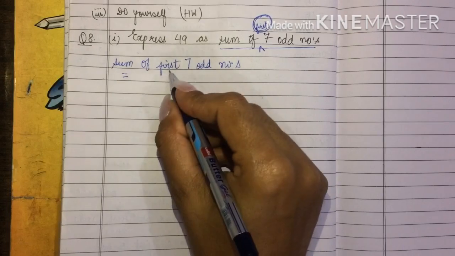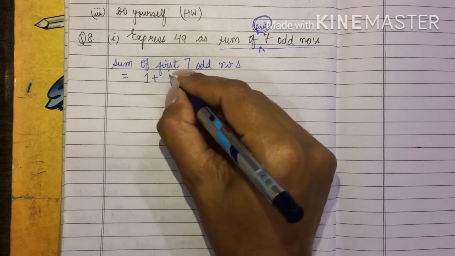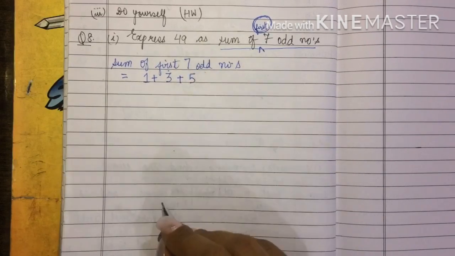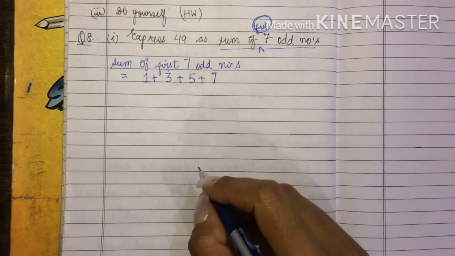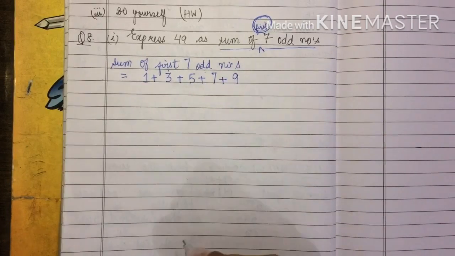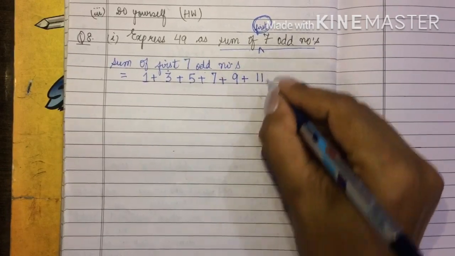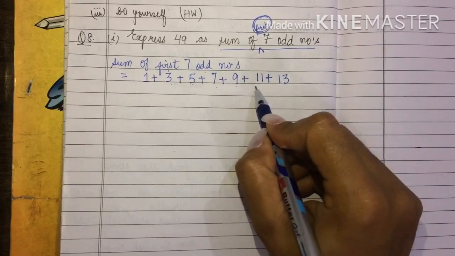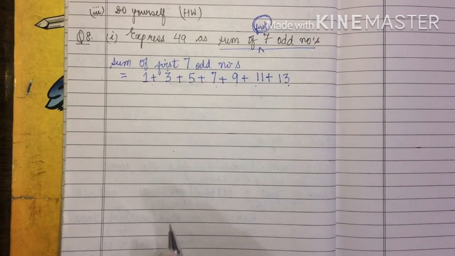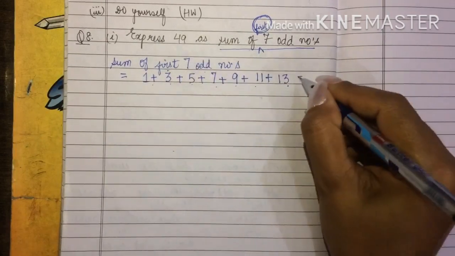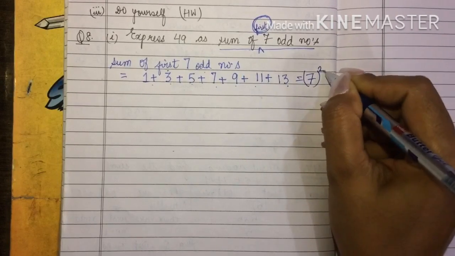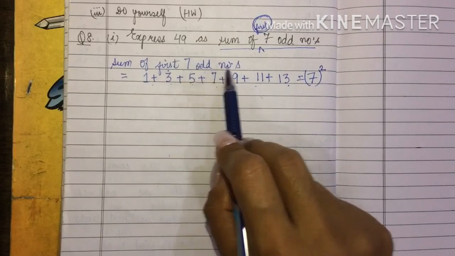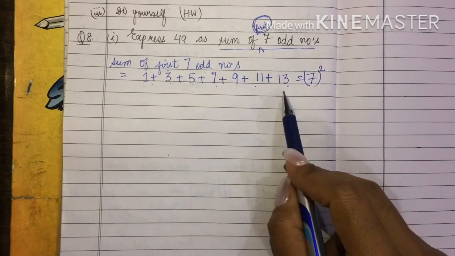This will be starting from the first odd number 1 plus second odd, third odd number is 5, fourth odd number 7, fifth odd number 9, 6th odd 11, 7th odd is 13. So 1, 2, 3, 4, 5, 6, 7 odd numbers. And this actually is equal to 7 square. The property that we used in 7th question, sum of first 7 odd numbers is given by this expression.